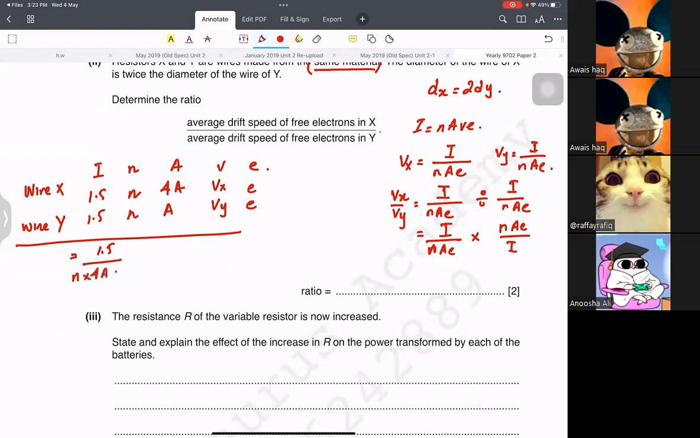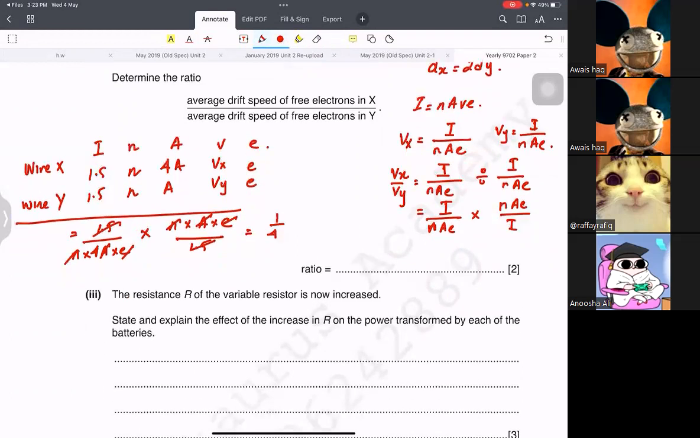4A, and then E is E, multiplied by N times A times E over 1.5. So this cancels out with this, N cancels out with this, A cancels out with A, E cancels out. So ultimately, I'm just left with 1 upon 4. I don't think there is anything else. So that has to be the ratio.